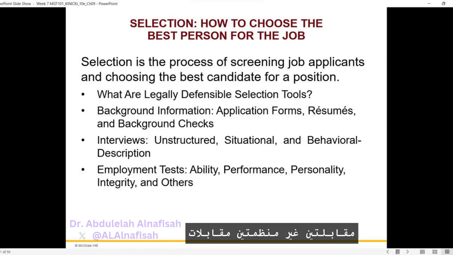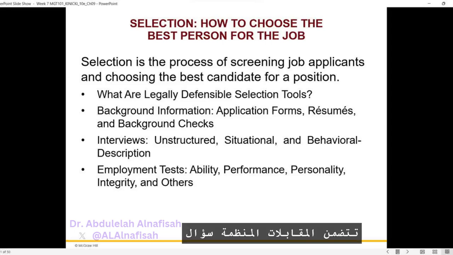2. Interviews: unstructured, situational, and behavioral description. Interviews are widely used in the employee selection process. Unstructured interviews involve gathering information from job candidates without a fixed set of questions or a systematic scoring procedure.